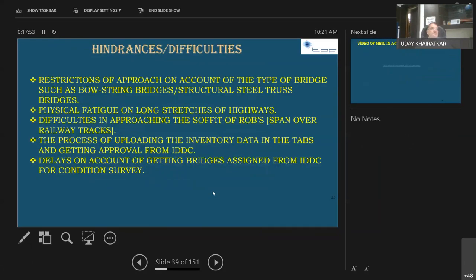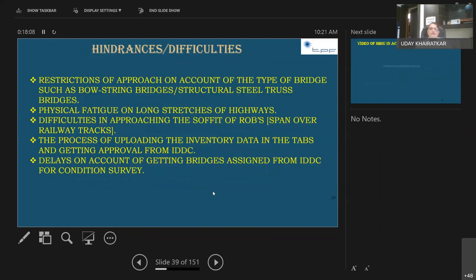Restrictions on account of special types of bridges, like a bowstring bridge or a structural steel truss bridge. There, our MBIU could not be used, or we could use it only partially, at locations where the bucket could go below the bridge.